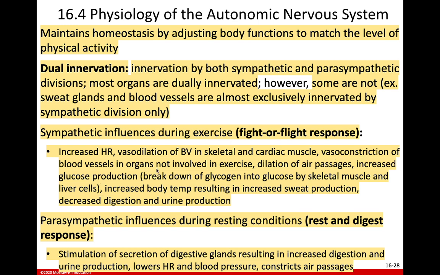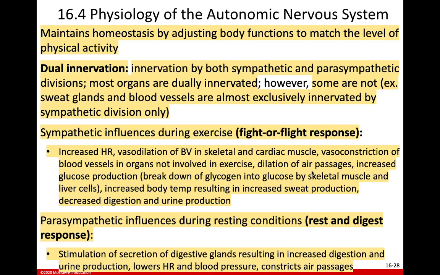Constriction of the blood vessels in your digestive organs, in your urinary organs, organs that are not involved in exercise or in getting away from danger, because you're going to actually slow down that digestion. You're going to slow down that urination because you're not worried about going to the bathroom. You're not worried about eating and digesting your food. You are worried about dealing with whatever physical activity or stress that you are under.